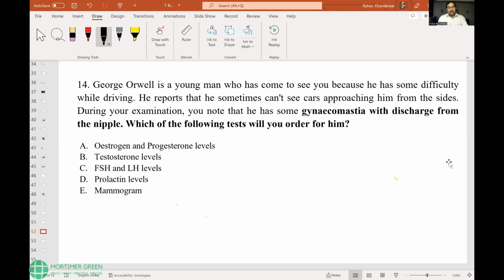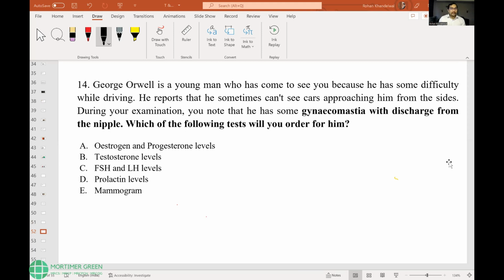George Orwell is a young man who's come to see you because he has difficulty while driving. He reports that he sometimes cannot see cars approaching him from the sides. During your examination, you note that he has gynecomastia with discharge from the nipple. Which of the following tests would you order for this patient? So what are you suspecting in this patient?